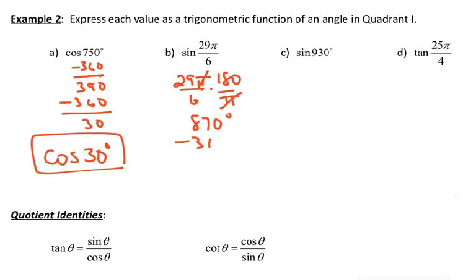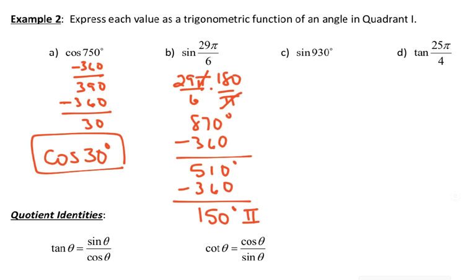And now we're going to subtract 360 until we get something useful. So I'm at 510. Subtract 360 again, and I'm at 150. But if I subtract 360 again, I can't get into quadrant 1. So I'm in quadrant 2.